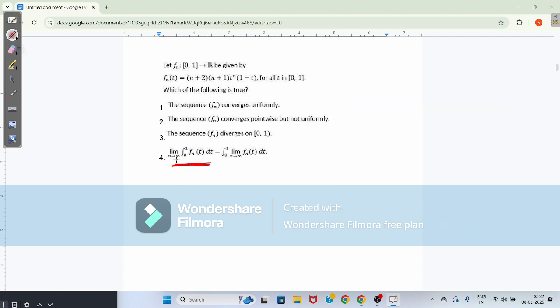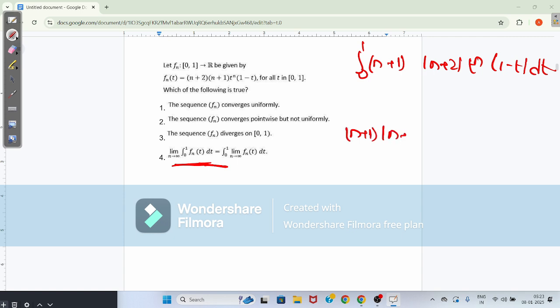Now consider the limits here. What will we get when we apply the limits? The integral from 0 to 1 of n plus 1 into n plus 2 into t power n into 1 minus t dt. So we take n plus 1 into n plus 2 outside, and the integral from 0 to 1 of t power n into 1 minus t dt.